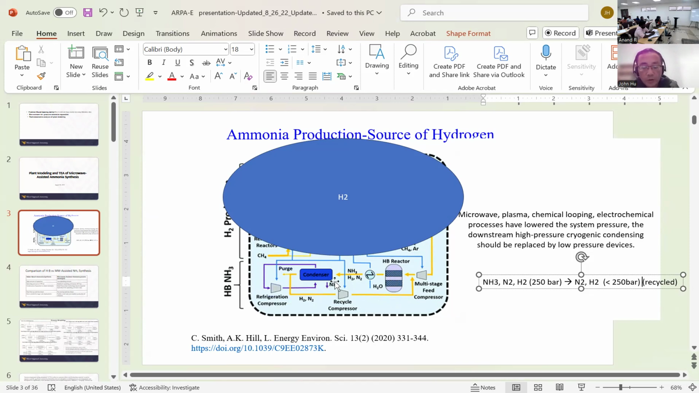You cannot use this for low pressure ammonia. Remember, chemical looping or plasma will reduce pressure to ambient, so you don't want to go back to that configuration. Okay, so that's the idea.